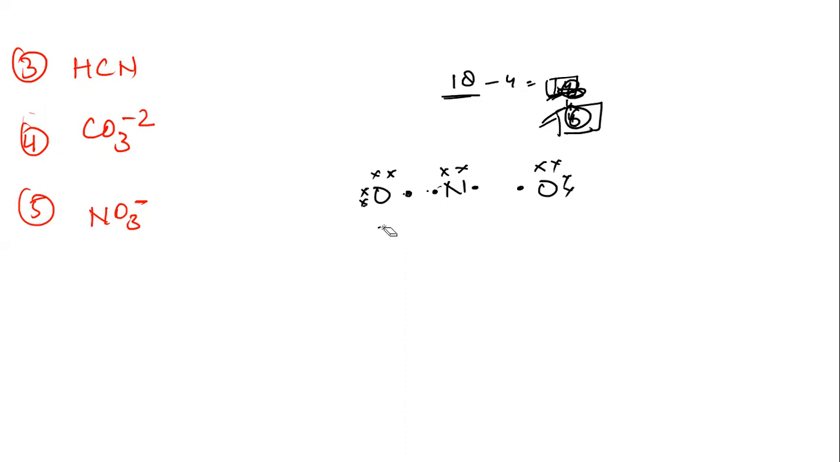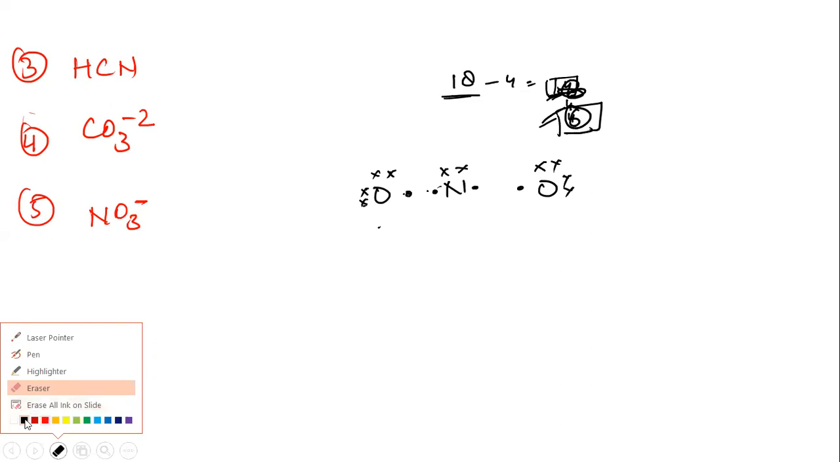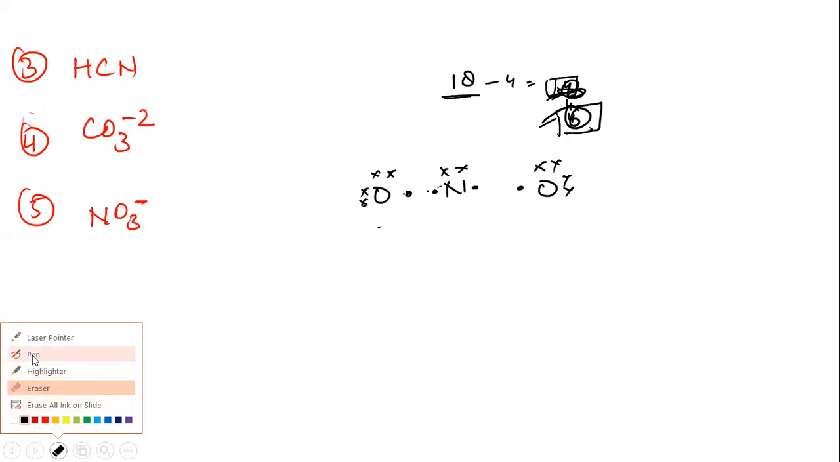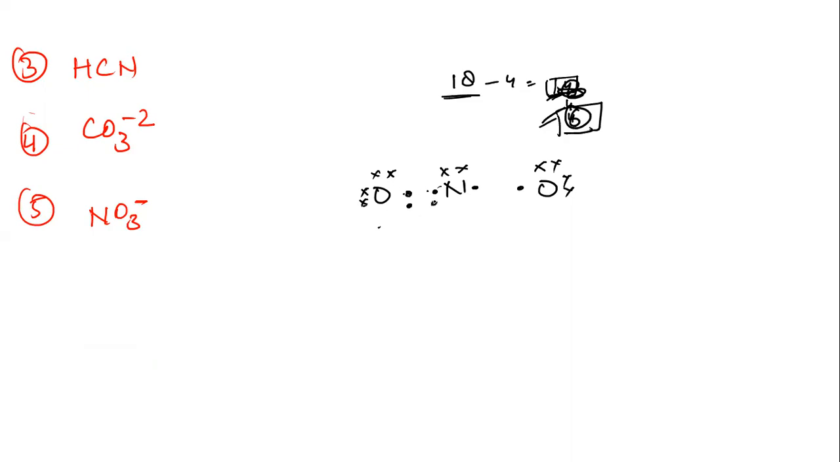Now we will try with a double bond. For that, I will take these two electrons of nitrogen and place them over there, so there will be one double bond. For this oxygen, 1, 2, 3, 4, 5, 6, 7, 8. It's correct, 8 electrons are there, complete.